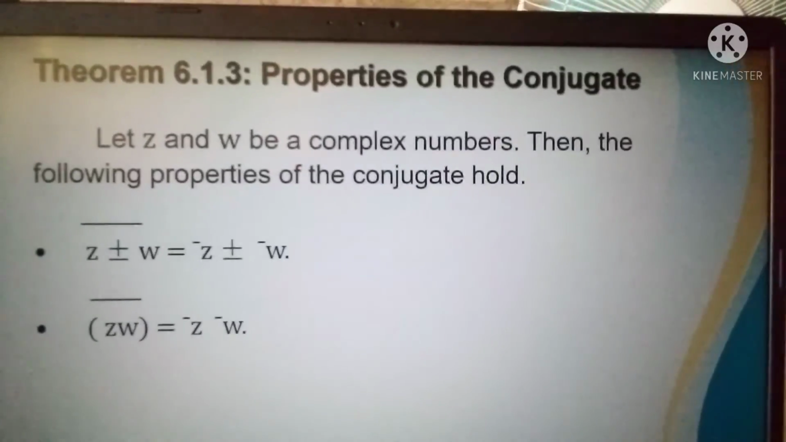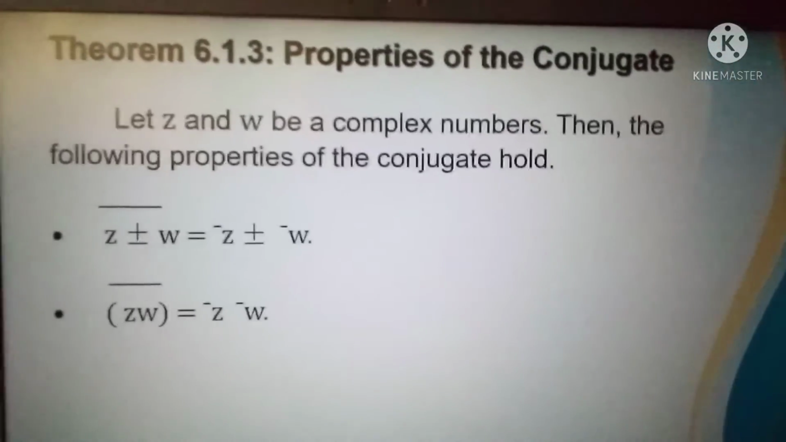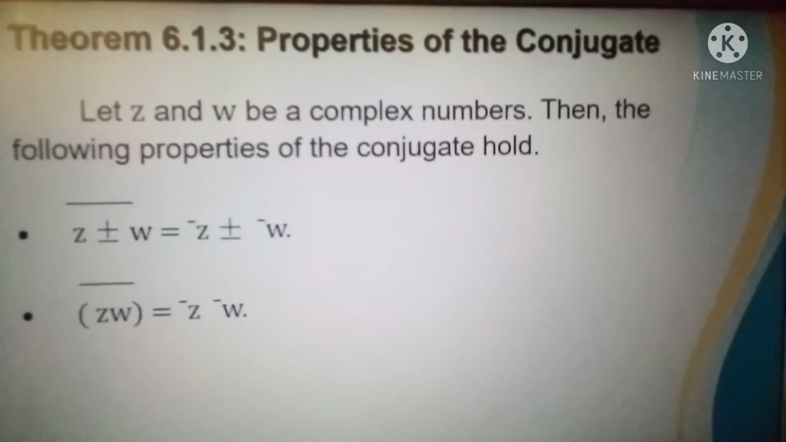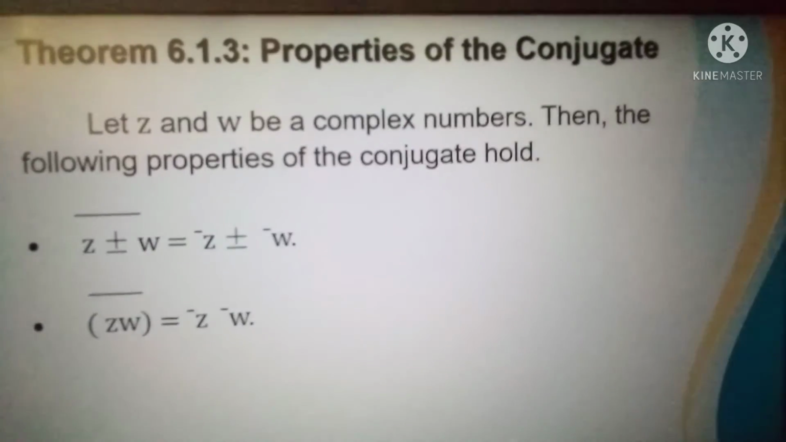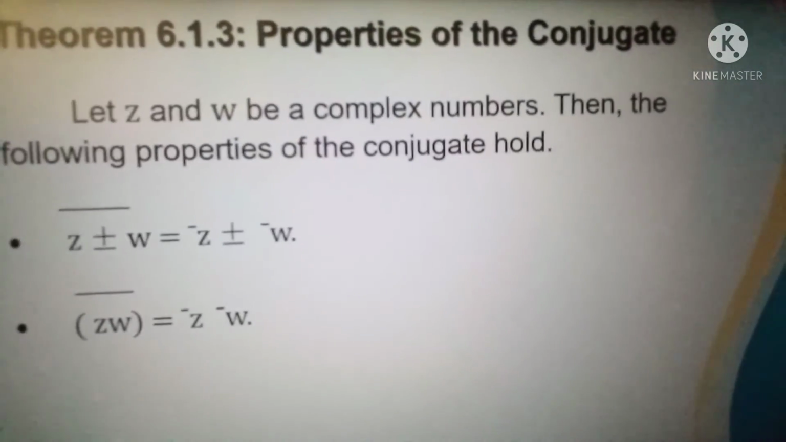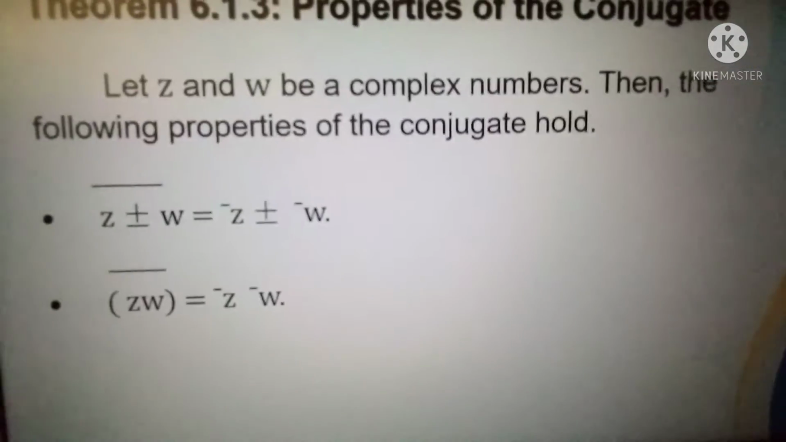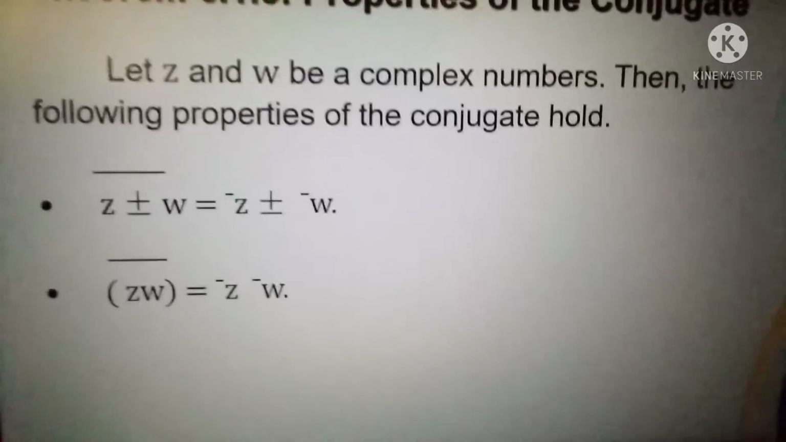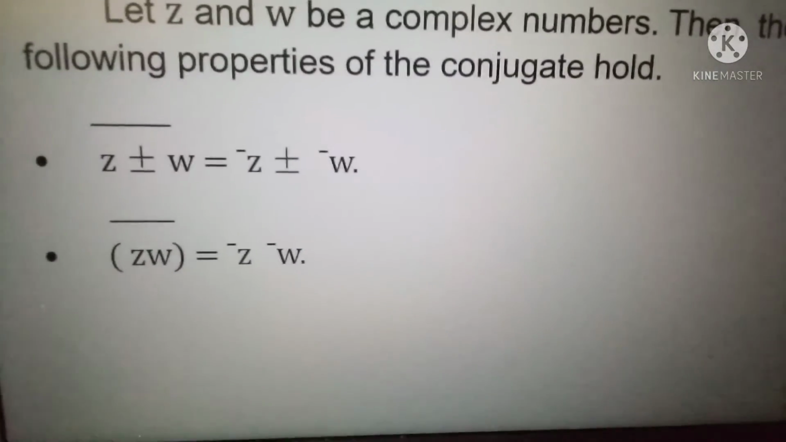So, next. Kung may properties po yung multiplication and addition of complex numbers, may properties din po yung conjugate of a complex number. So, let z and w be complex numbers, then the following properties of the conjugate hold. So, ayan po.